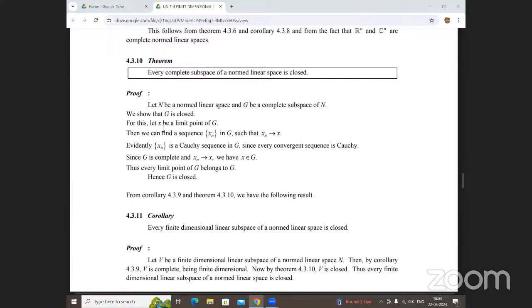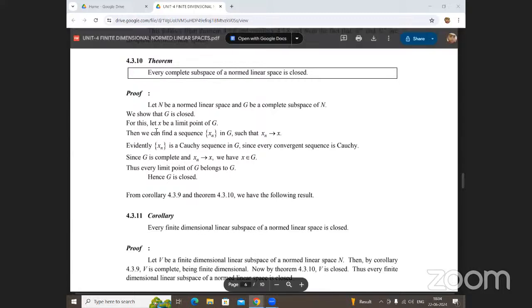That's why just imagine one limit point, say X, where X belongs to capital G. We can find a sequence Xn that belongs to G, any sequence represented in the complete subspace, that is the sequence Xn. The point of convergence of that sequence is X.